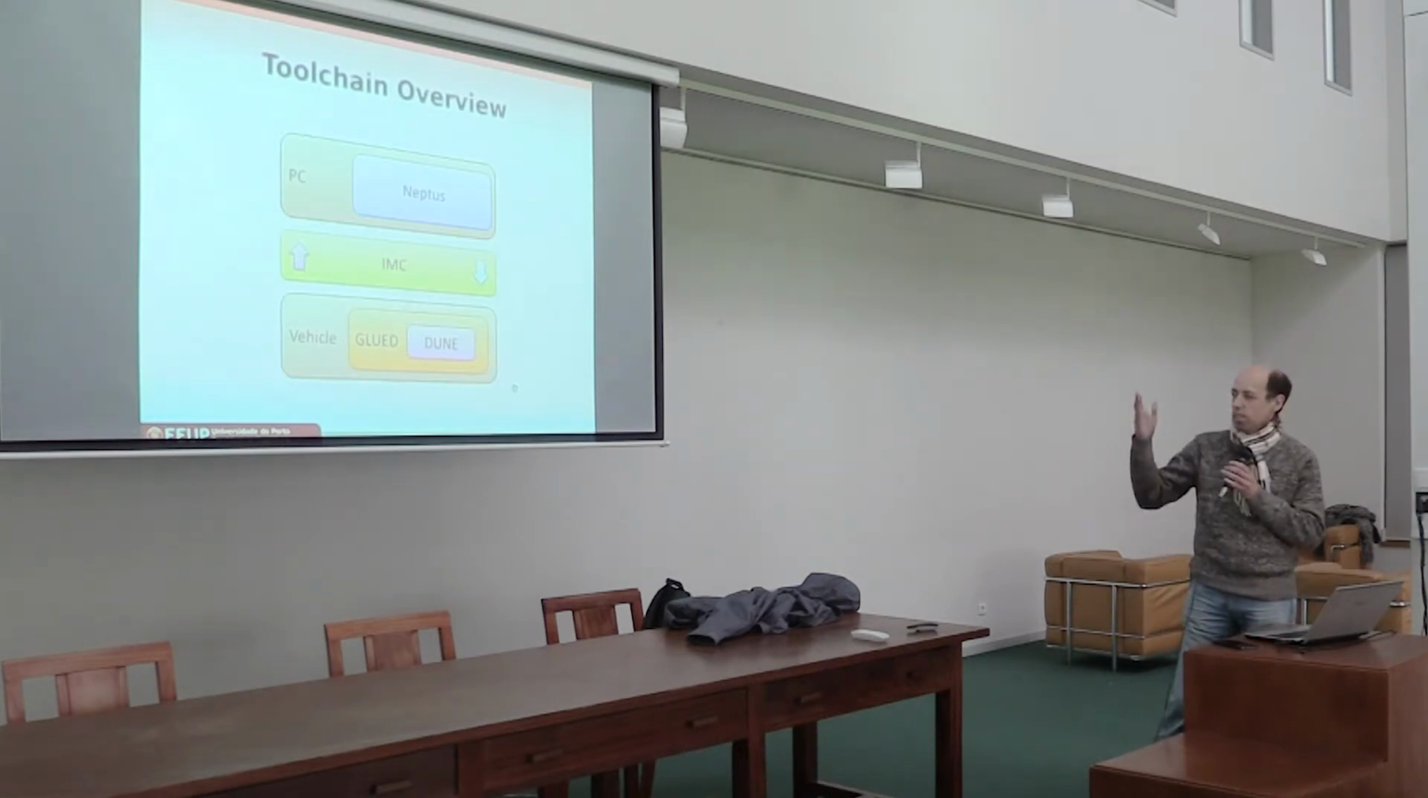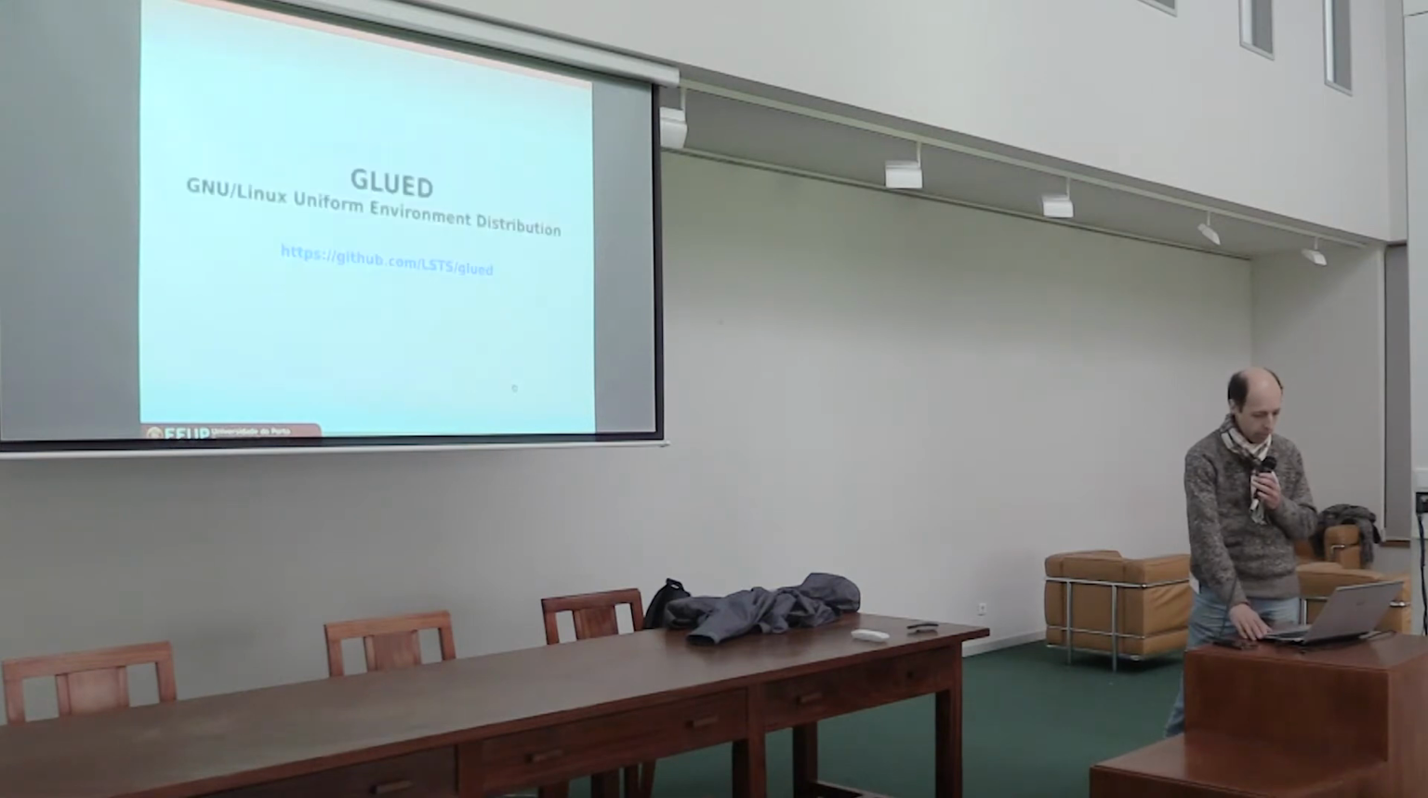And so this is a little bit of the structure of the toolchain. So we have the vehicle, the GLUED, which is the operating system, so it's Linux based. And inside of it, we have the onboard software, the DUNE, which uses the IMC message protocol to talk with a command PC and Neptus, so we could monitor and control the unmanned systems. So let's start with the GLUED.